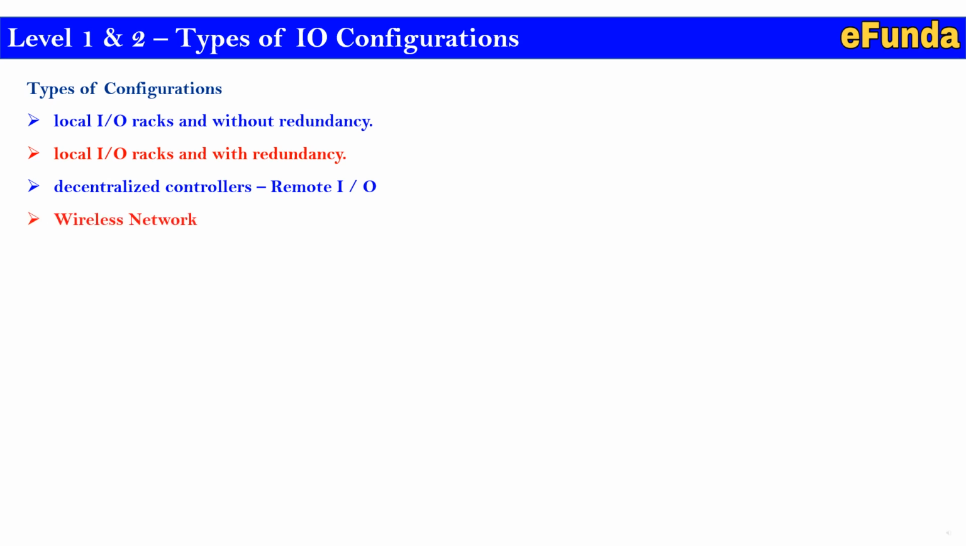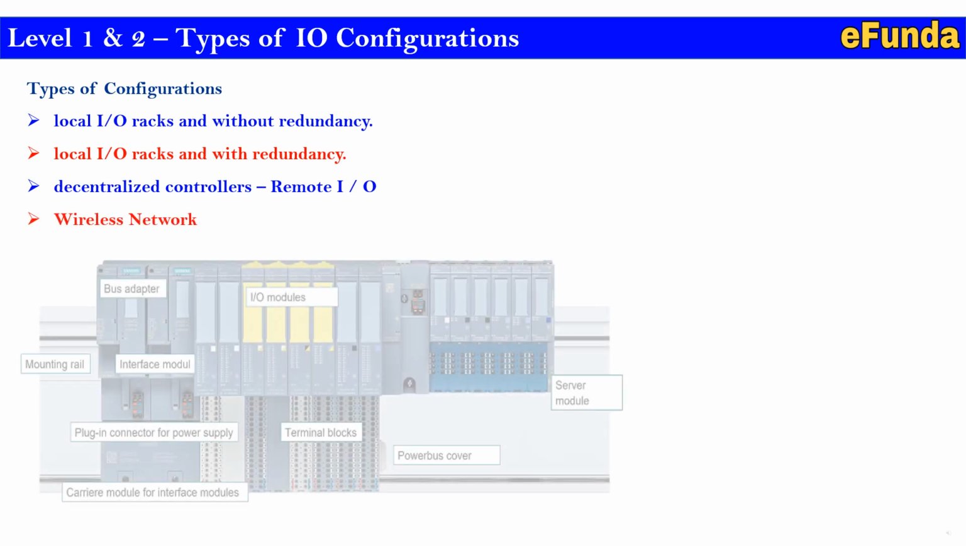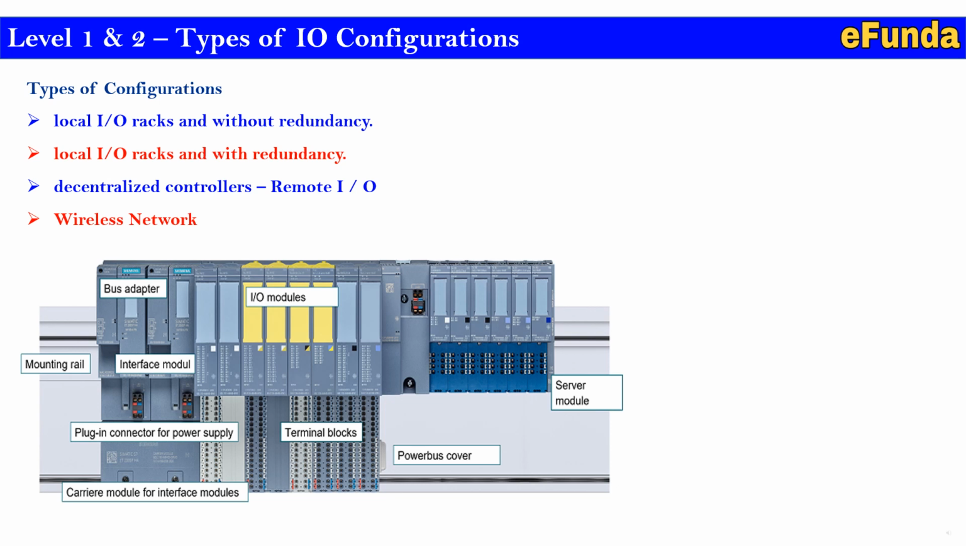One can refer to the entire control system IO configuration picture, where one can see the mounting rail where all the instruments or equipment or system related components are installed, where the bus adapter, interface module, IO module, server module, plug-in connector for power supply, terminal block, power bus bar, carrier module for the interface modules are shown.